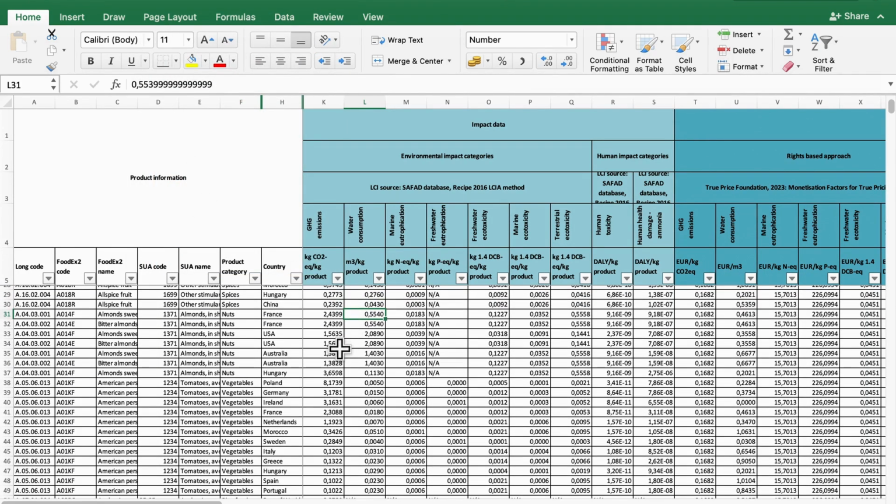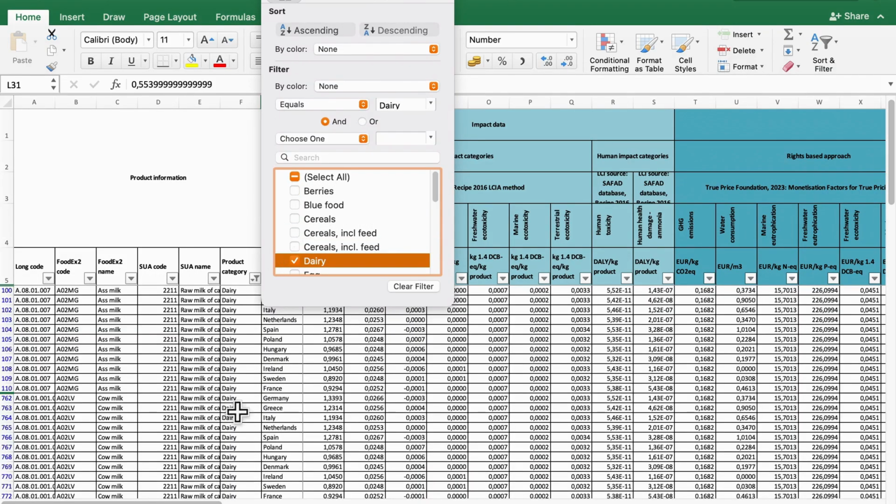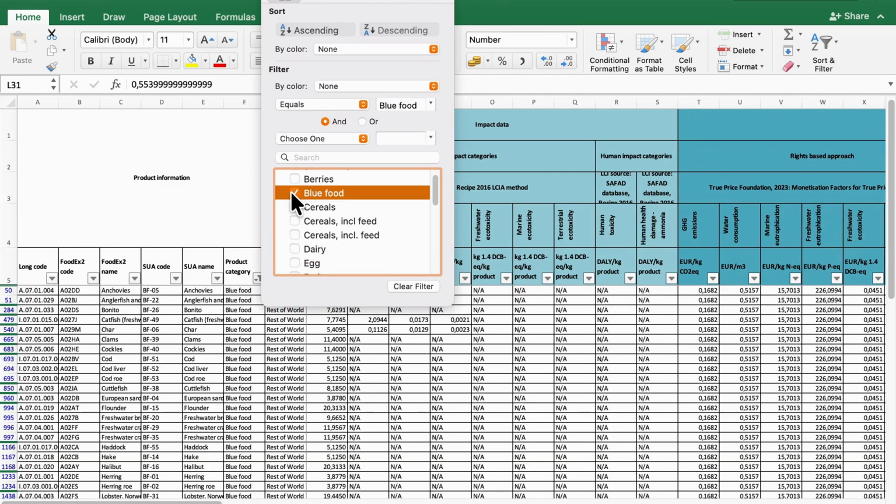So another thing that we can do is search by product category. So if we deselect all, then I can just choose a category and see, for example, all of the dairy products. And again, I could sort these by true cost to see which has the highest or lowest true costs. Certain categories, for example, blue food, we see a lot of not applicable. And this is because it was not possible to calculate these impacts due to data unavailability at the moment.